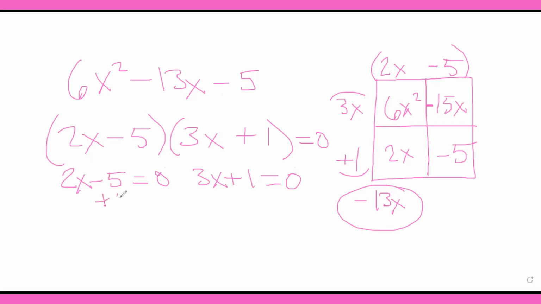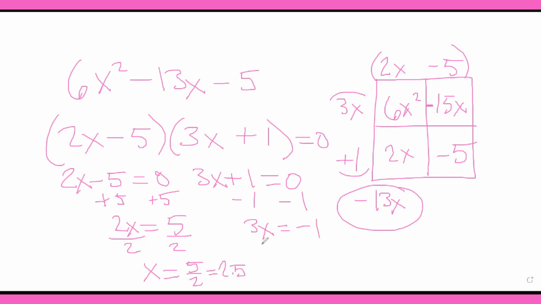So for this one, we would add 5 to both sides. 2x equals 5, and then divide by 2. So these ones aren't super pretty, but that's okay. x equals 5 halves, or 2.5, whichever your teacher prefers, fractions or decimals. And then for this one, we would subtract 1. 3x equals negative 1, and then divide by 3. So this one would be x equals negative 1/3. So those would be our two solutions here.